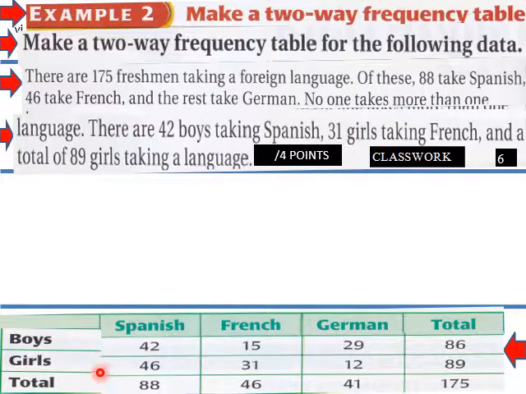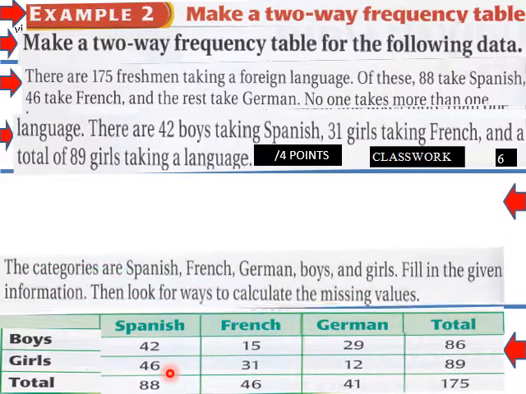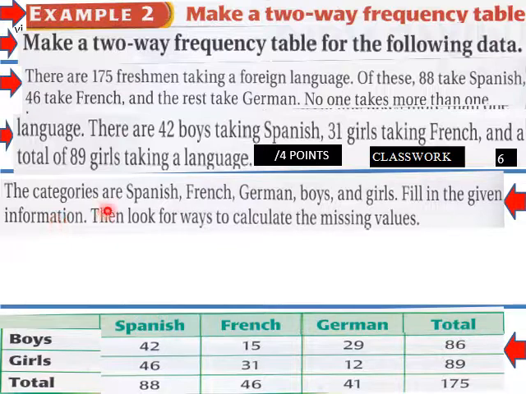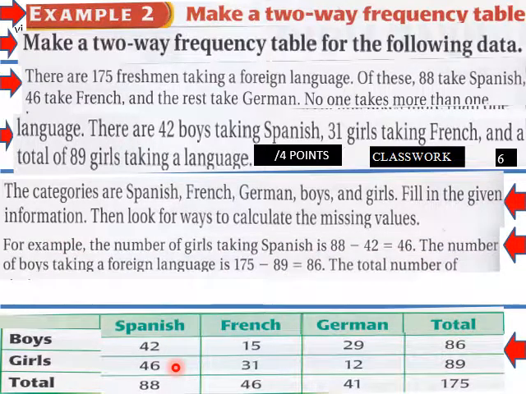So I'm guessing it would be gender out here. It is gender here. So this is boys up here, and then girls here. Then we have totals here. The categories are Spanish, French, German, boys and girls. Fill in the given information, and then look for ways to calculate missing values.